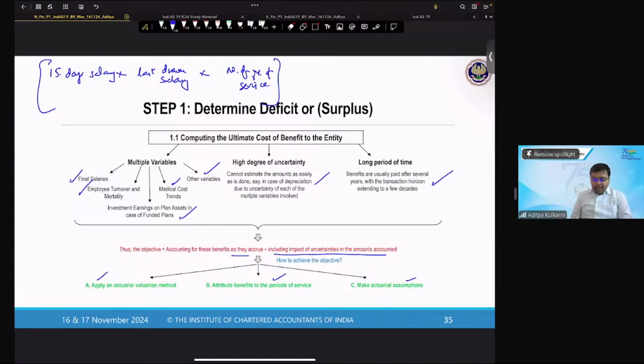We have applied an actuarial valuation method. Sir, we have done it, we didn't even realize it. The first thing that you did, 45 lakh divided by 6. That is the unit of benefit which you calculated. That itself is your valuation method.